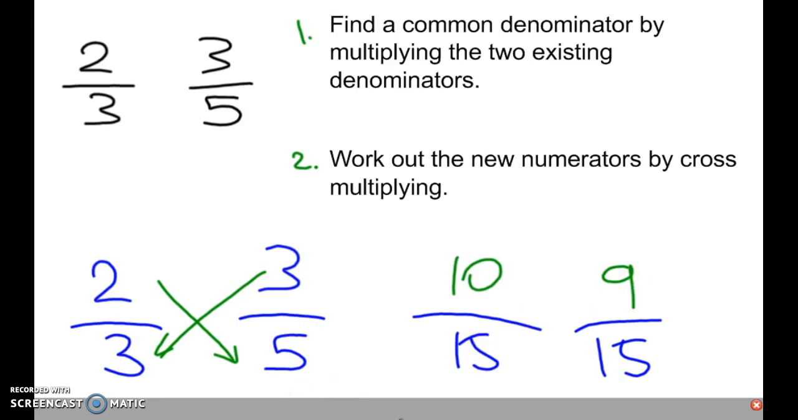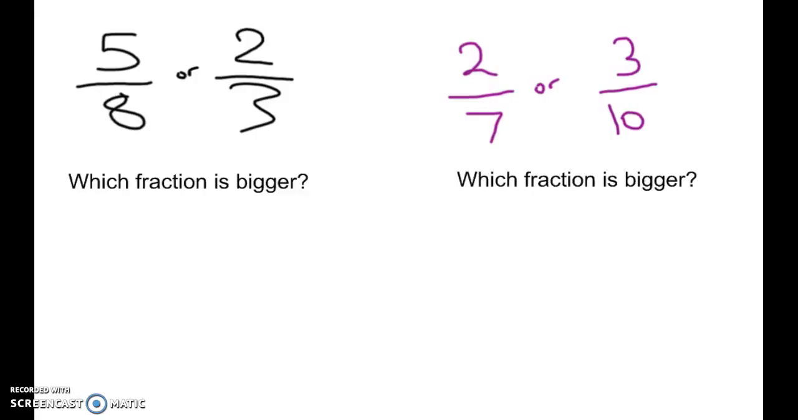Okay, let's do some practice. Here are a couple of practice questions. You can use that cross-multiplication method. So you're going to be multiplying the existing denominators to get a new common denominator, and then doing cross-multiplication. If you get your teacher to pause the video here, have a go, then check your answers. So pause now, please.